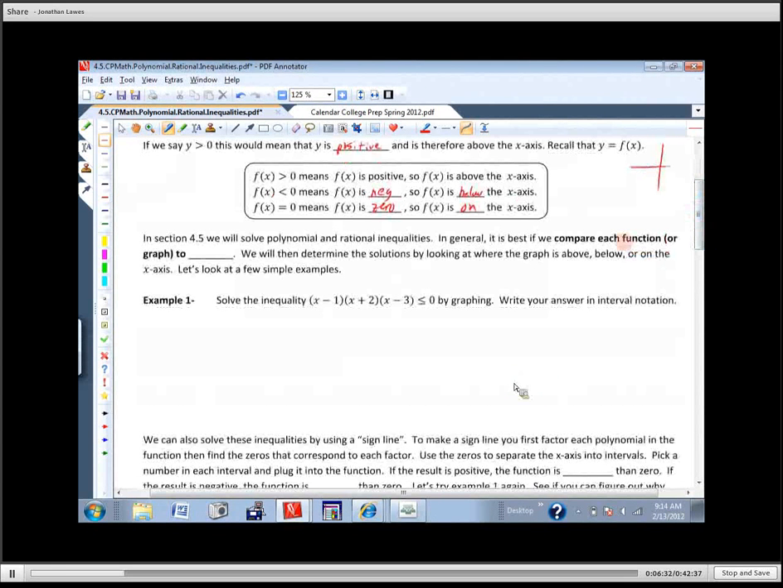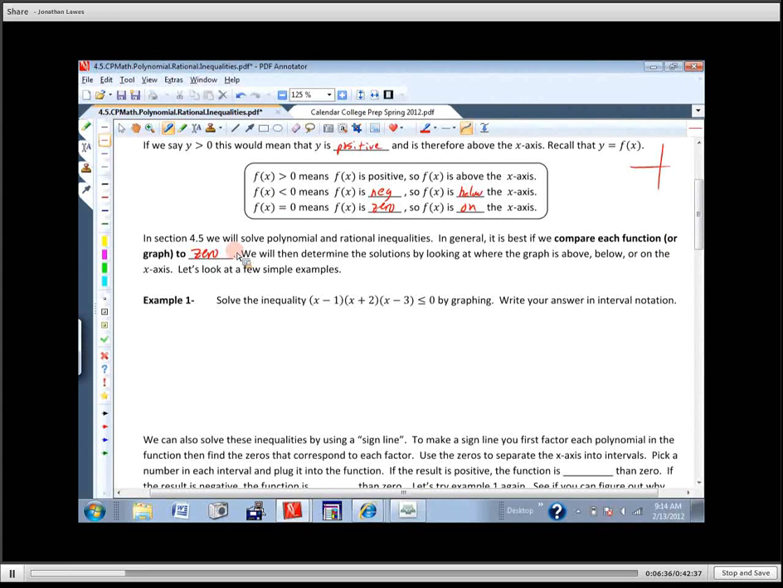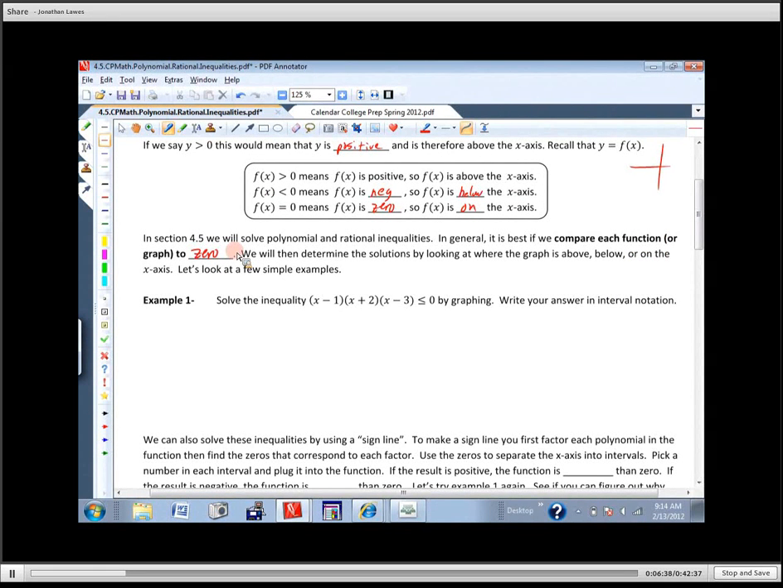We're going to compare each function to 0. We're going to make sure of that. Most of them are set up so they're compared to 0 already, but we'll take a look at some on the back page that aren't. So here's a pretty simple example. This is what we looked at earlier up above. Pretty easy polynomial to graph.